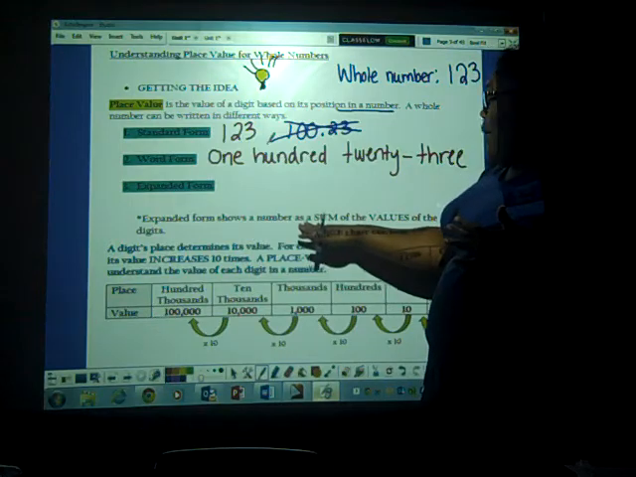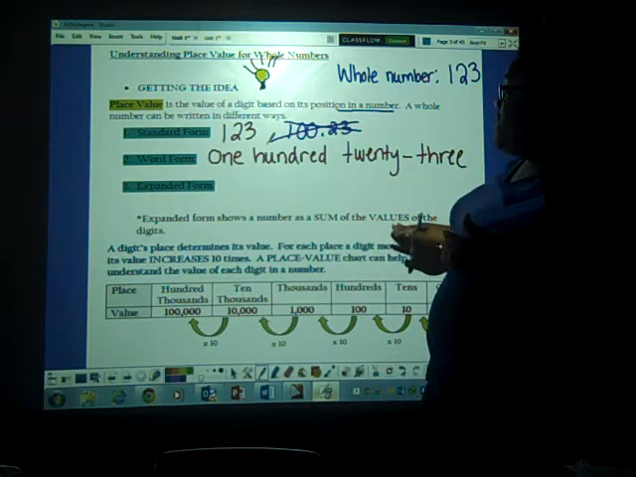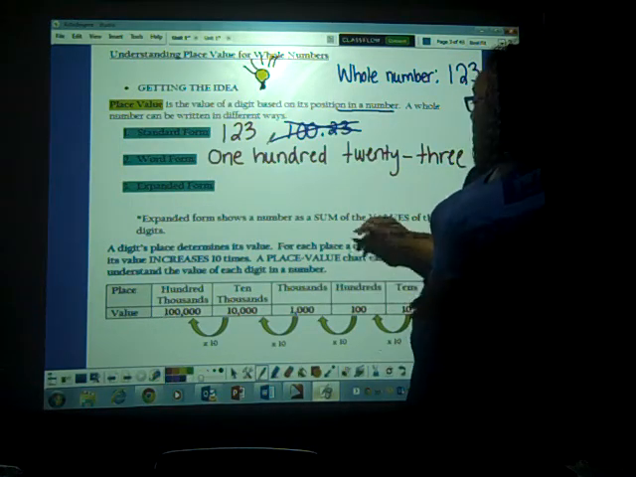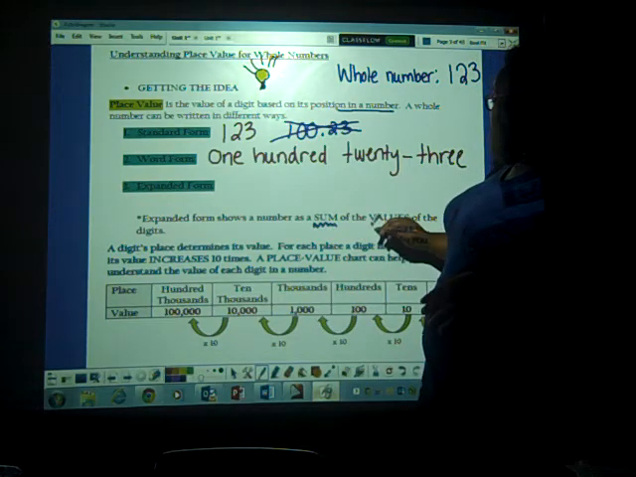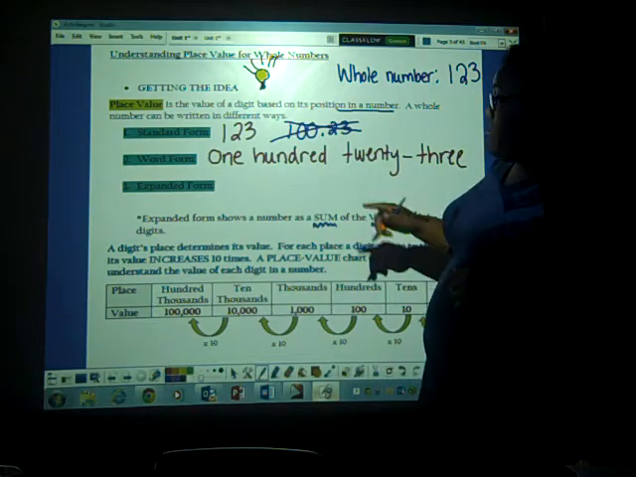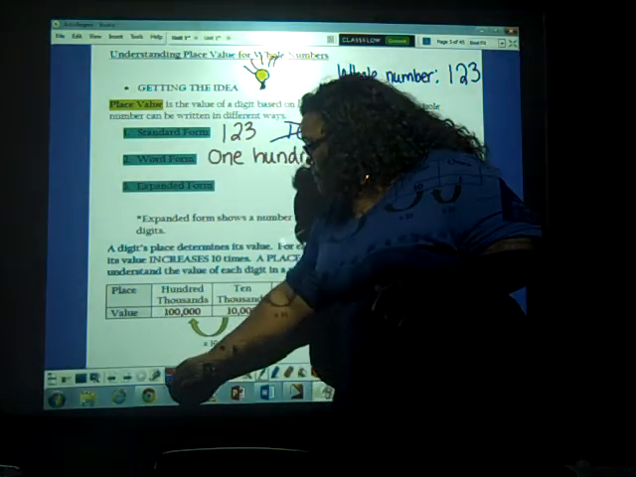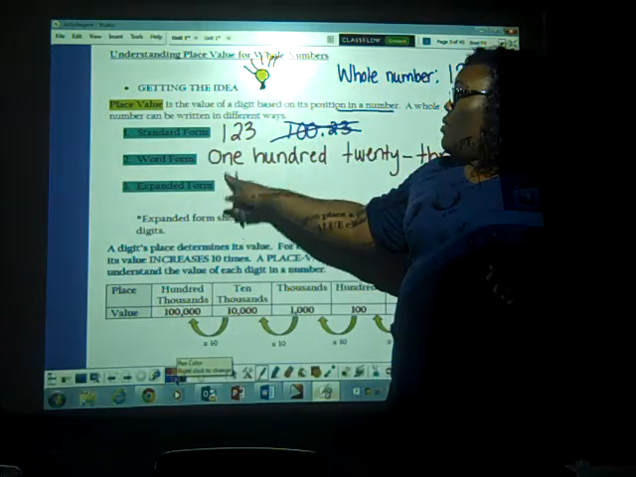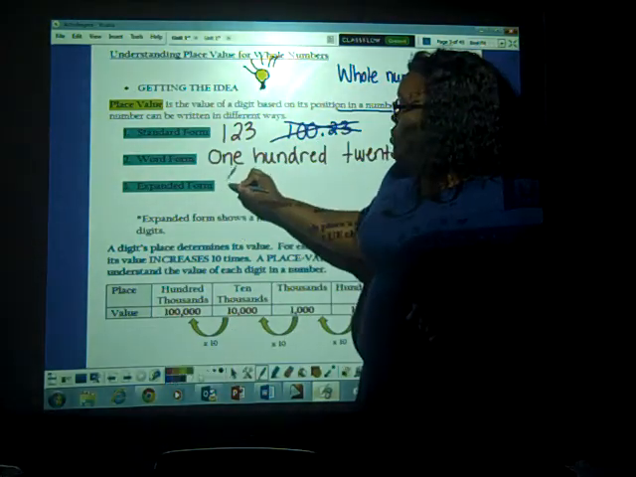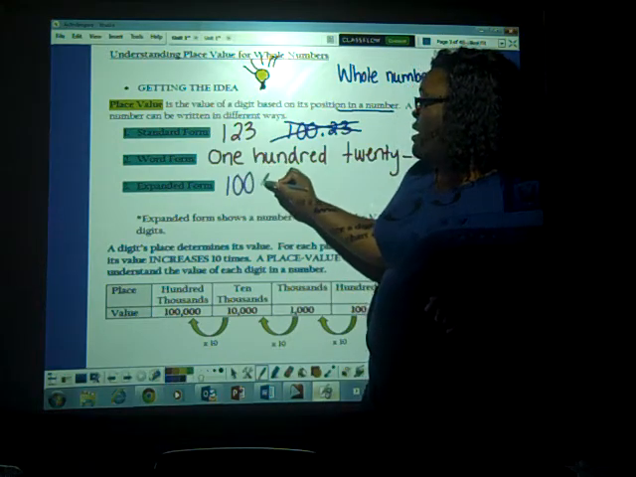Now in expanded form. Expanded form shows a number as a sum of the values of the digits. So the sum of the values of the digits. So I'm going to take 123. The 1 is in what place value? 100.